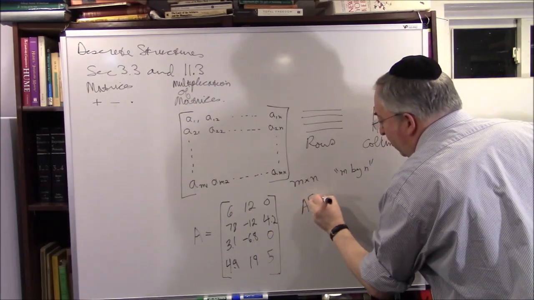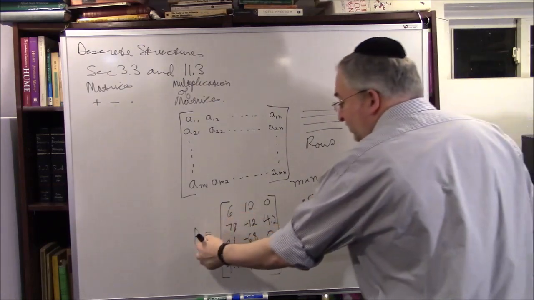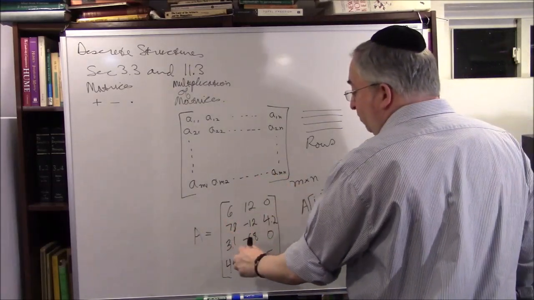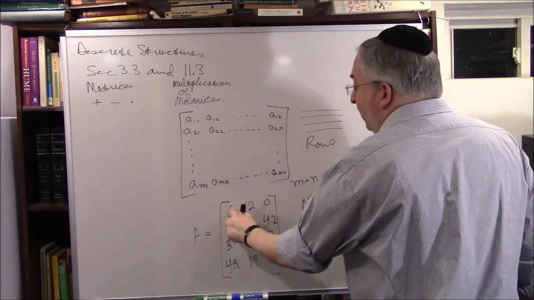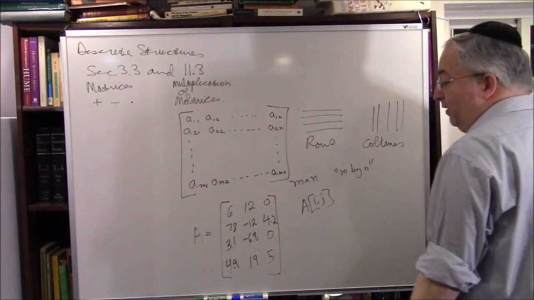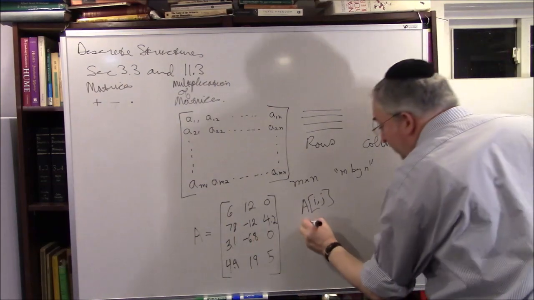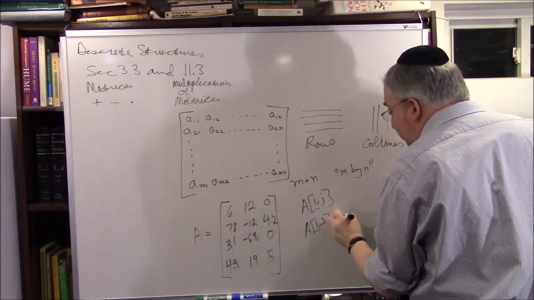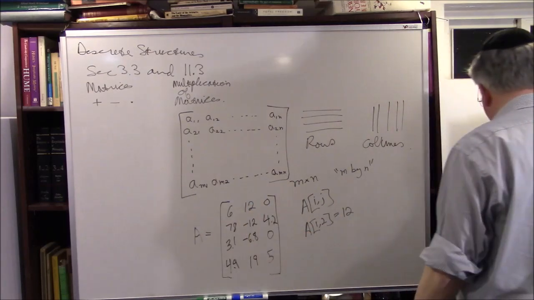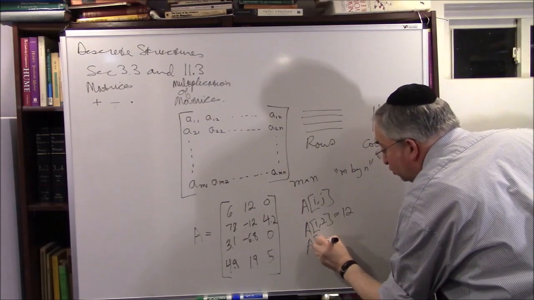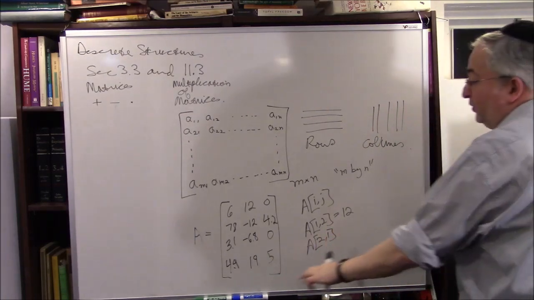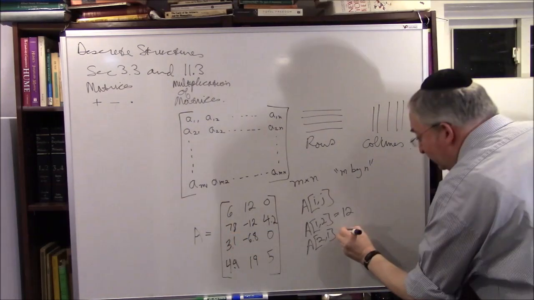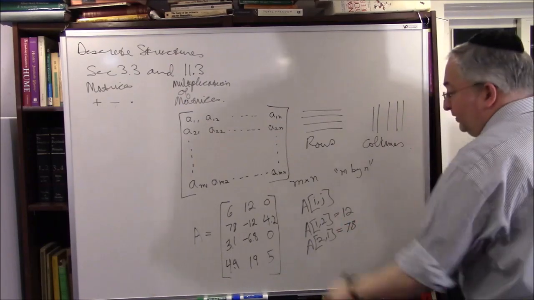We say the Aij position. So if this matrix is called A, we talk about the Aij position. For example, in this matrix, this is a 4 by 3 matrix. The A1,2 position is the first row, second column, and that's 12. A2,1 is the second row, first column, and that's 78. So that's the way we do these things.